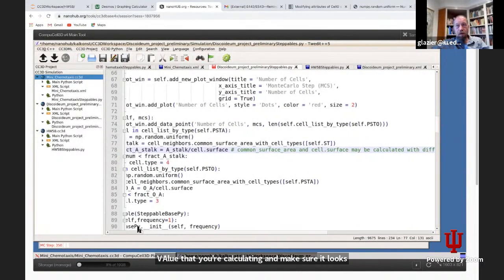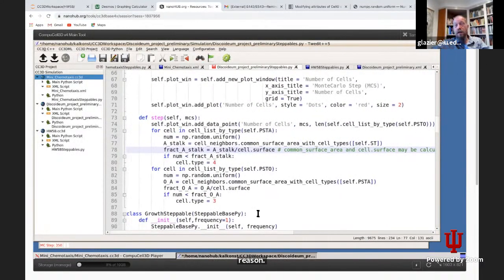Again, one way to check that would be to take one pre-stock A cell and surround it by cells that are type ST, for example, and make sure that you return 1 if all of the contact is that. So those are sort of little unit tests you can do to make sure that the things are working right.